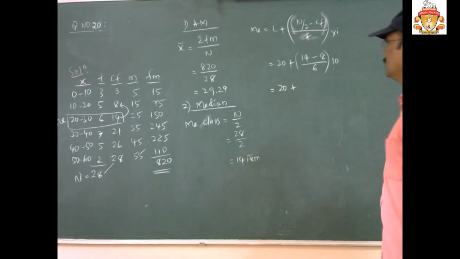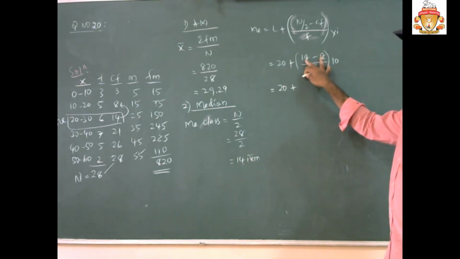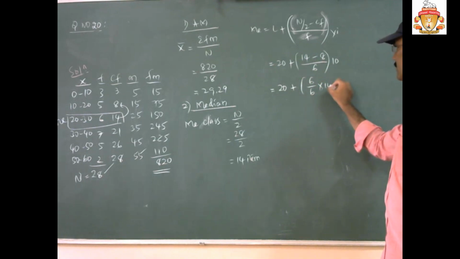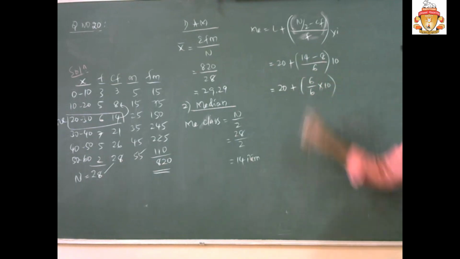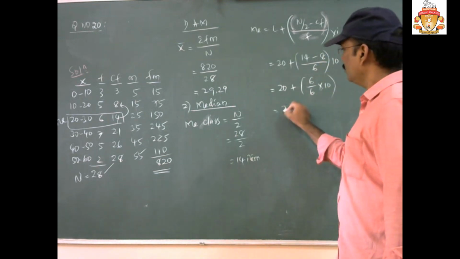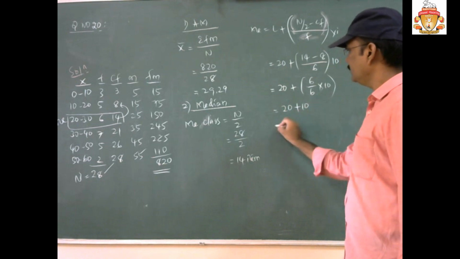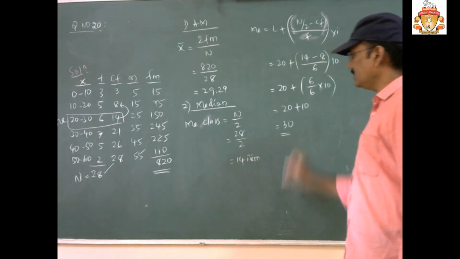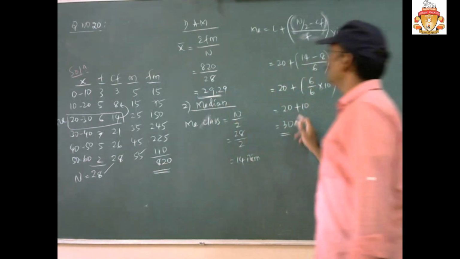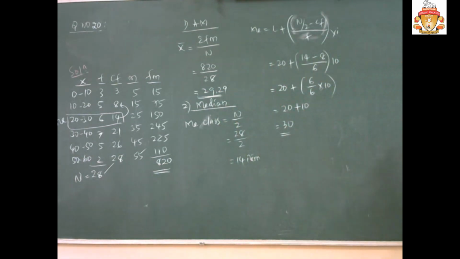20 plus 14 minus 8 is 6. Right? 6 divided by 6 into 10. 14 minus 8 is 6. 6 divided by 6 into 10. Then the answer is 20 plus 10, 30. 30 is the median. So the mean is 29.29, the median is 30. Then we will go for the mode now. Which one? The third one. The third one is the mode.